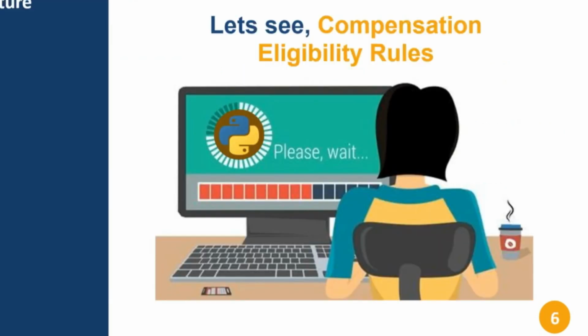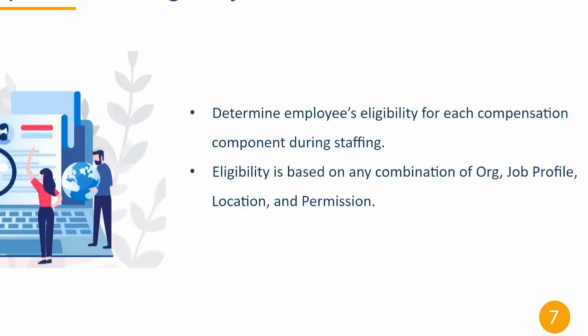Now let's look at compensation eligibility rules. Compensation eligibility rules determine an employee's eligibility for each compensation component during staffing. Eligibility is based on any combination of organization, job profile, location, and permissions.